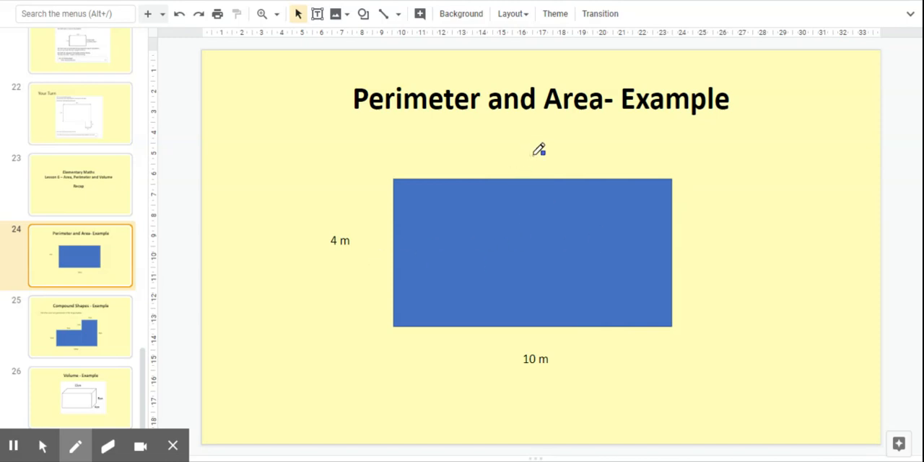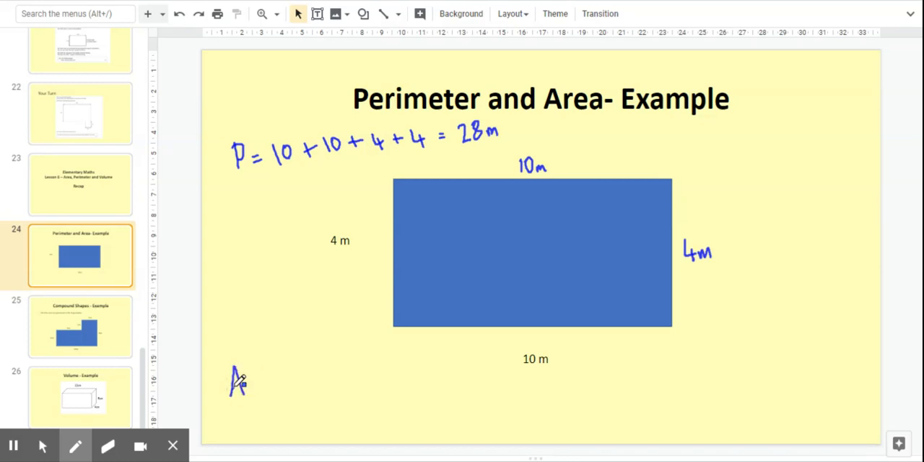So we look at this rectangle, 10 meters down there, so we're going to have 10 meters here as well, and we're also going to have 4 meters there. So for the perimeter, we're just going to add all of those together. So 10 plus 10 plus 4 plus 4, which is going to give us 28. And it's just meters because it's a measurement of distance.